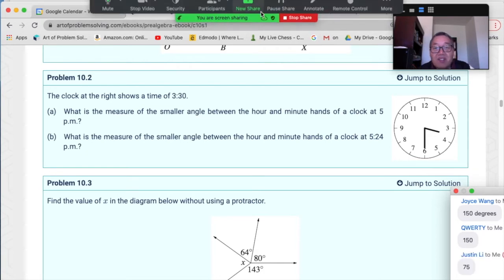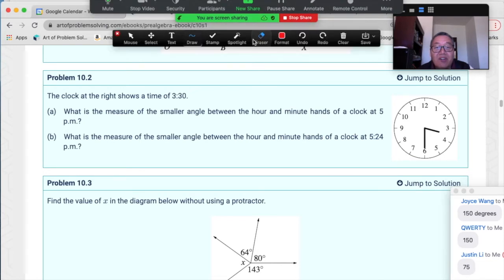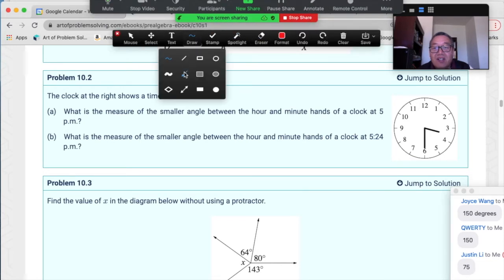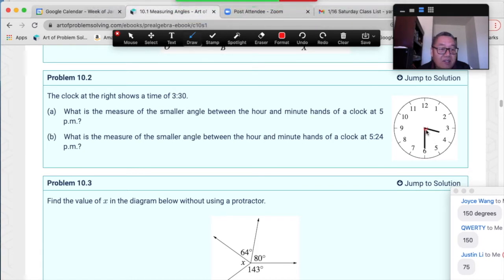So that means if I draw here, that will be like this. The hours hand points to 5, right? The minute hand points to 12. So then they ask you, what is this angle? Because this one is a smaller angle. Otherwise, you need to calculate this one, the larger angle.